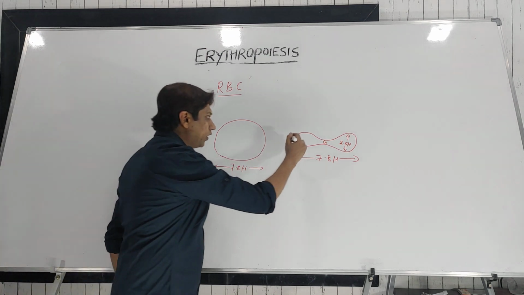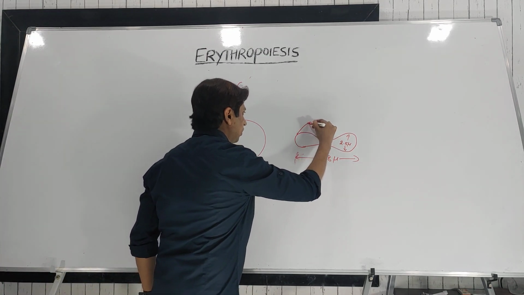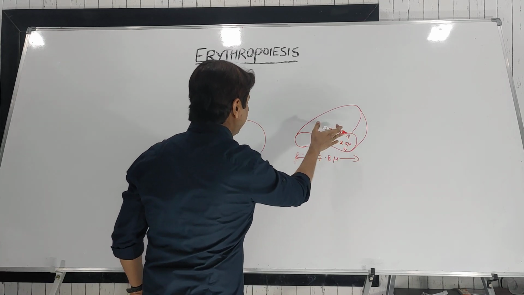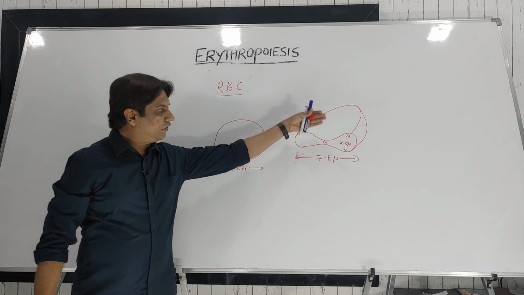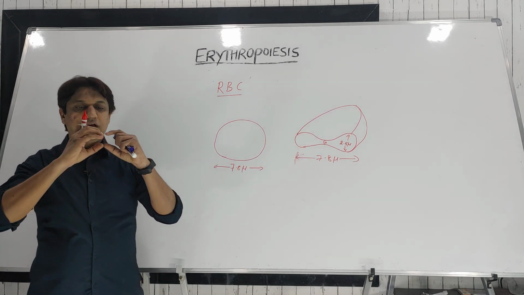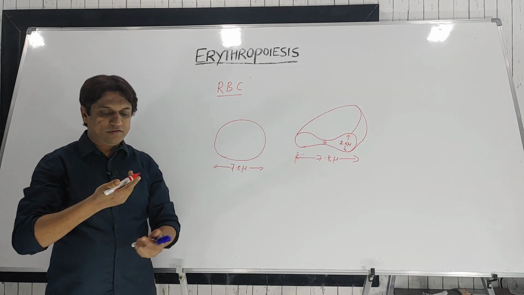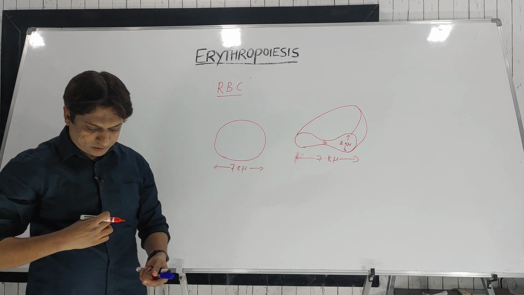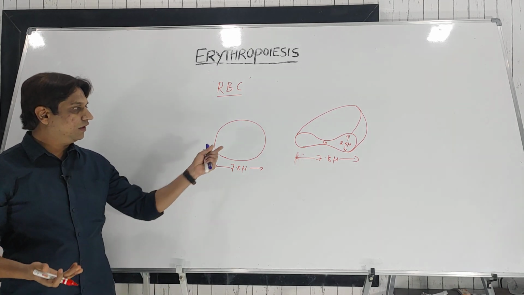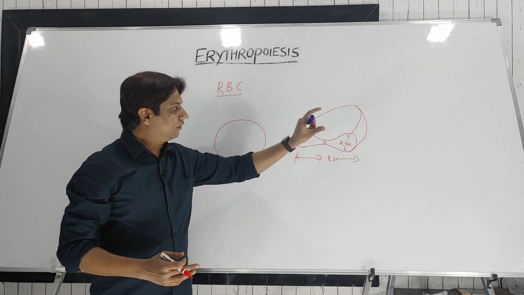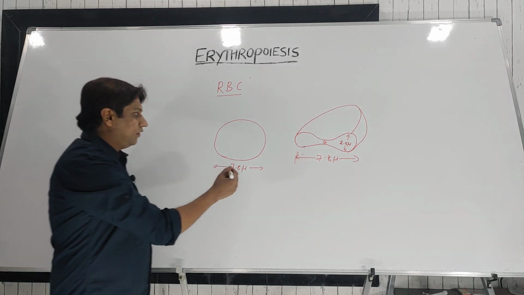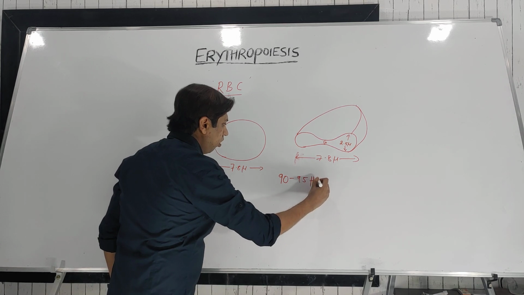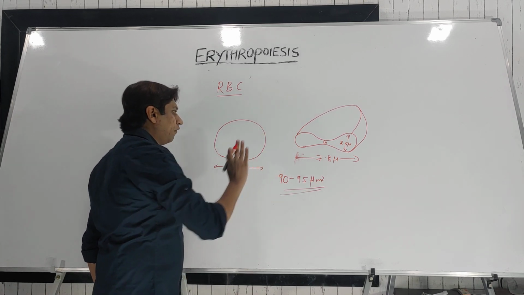To make this point more clear, I'll just draw this. So consider this as a cut section of an RBC. This is an RBC and this is a cut section. From the side it will appear as a dumbbell shaped structure, and if we see from the top, it will appear as a circular disc with the central part hollow, like a button. If you see from the top, it will be like this, and from the side it is like this. The total volume of an RBC is around 90 to 95 cubic microns.